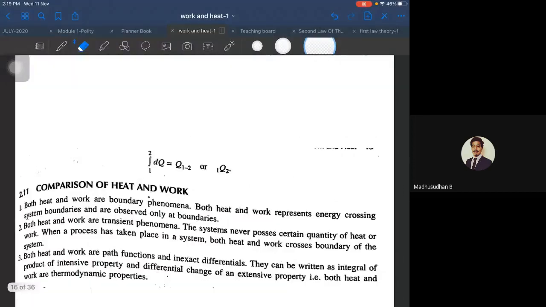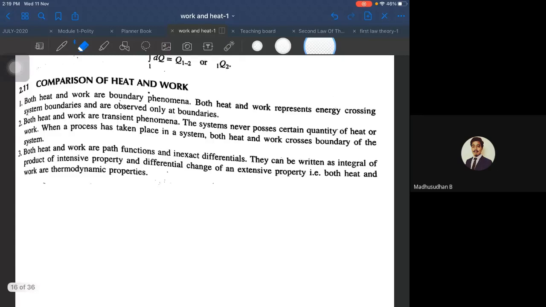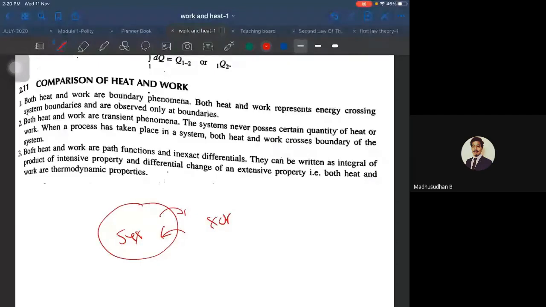Okay. The comparison between heat and work, we shall see what the differences are. We have studied the work, we have studied the heat. Now we shall see the comparison. Can anyone read statement number 1? Both heat and work are boundary phenomena. That means both of these take place at the boundary of a system and surroundings. So the work transfer or the heat transfer will occur only at the boundaries. That's why the term is boundary phenomenon.